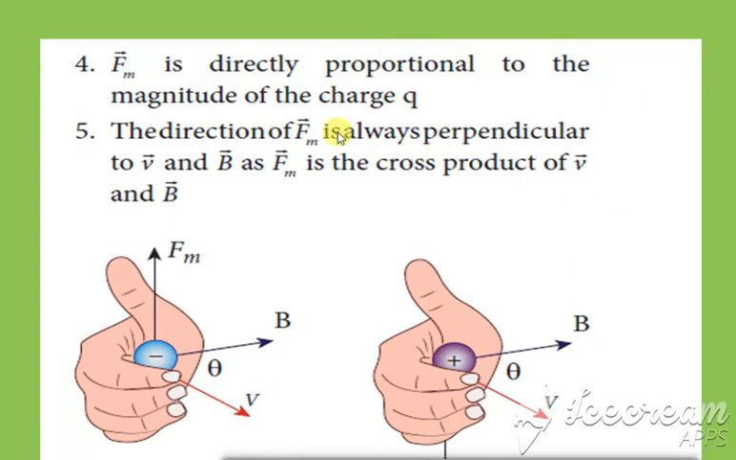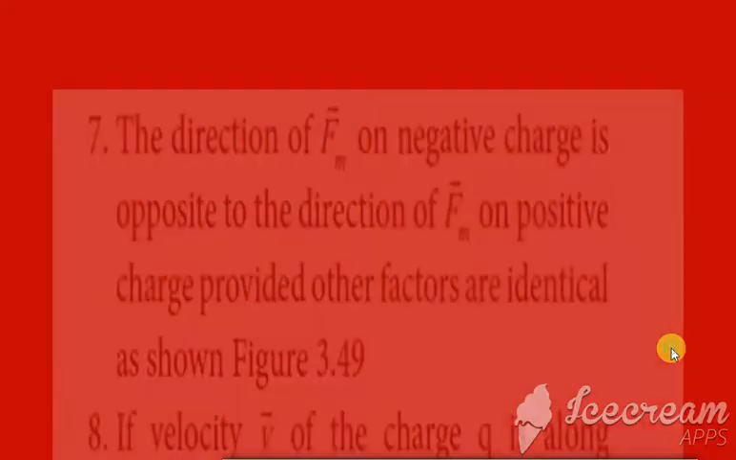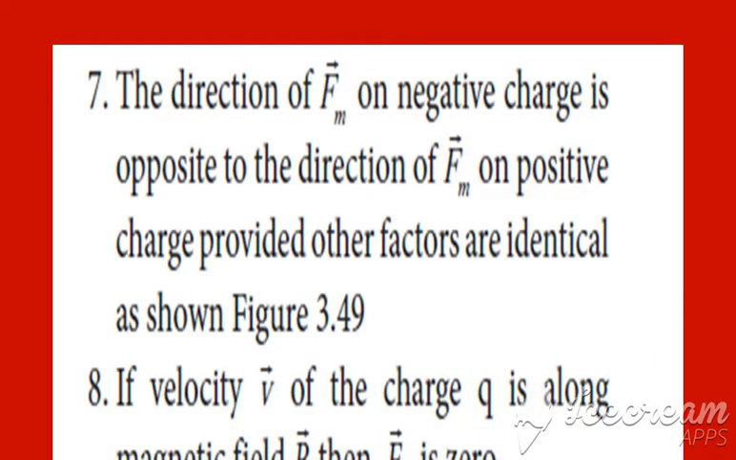Next we'll see that the force is always perpendicular to V, and also to B, since it is a cross product of V and B. So it is always perpendicular to both V and B. Then the next point: the direction of force for a positive charge is opposite to the direction of force for a negative charge. So that is the seventh point.